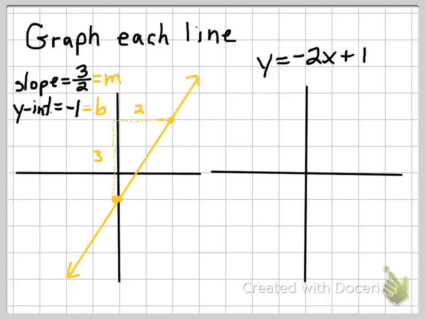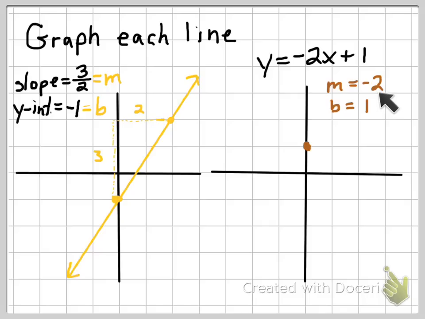Okay? Now, the second one isn't as straightforward because it gives me the equation. But I can still find m and b because it's in slope-intercept form. The m is right in front of the x, the b is behind the x. I start with my b. Since b is 1, I go to 1 on the y-axis, and then the m tells me where to go.